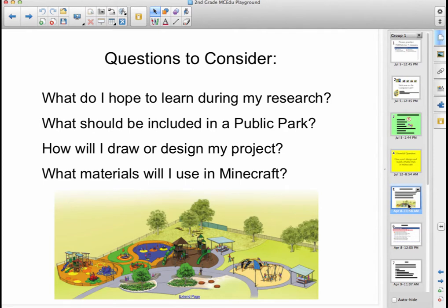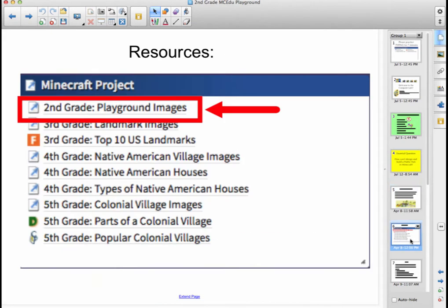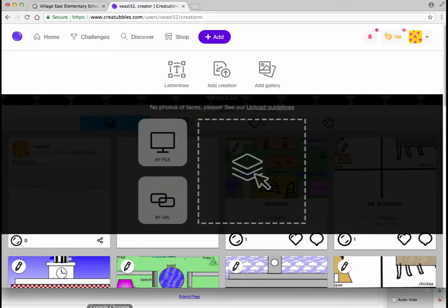So these are the essential questions that we discussed. What kind of things are included? We talked about restrooms, we talked about sidewalks, we talked about tables, we talked about swings, playgrounds, different things go in a park. And then we talked about the materials that they would need in Minecraft to do it. I then gave students a website that we could look at some sample images.